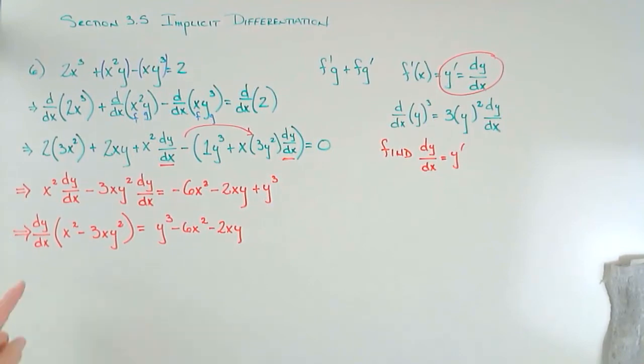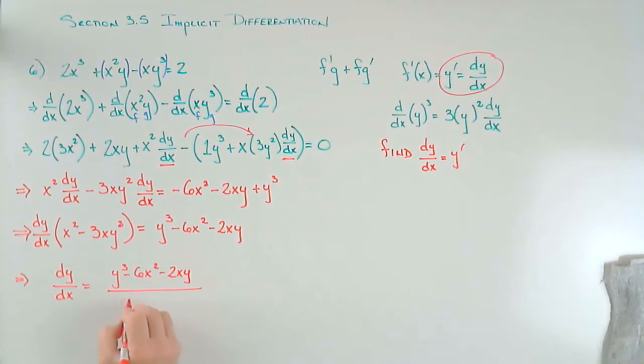Now, remember, we're trying to solve for dy dx. So to get it by itself, I'm going to divide both sides by x squared minus 3xy squared. That will leave me my derivative. I'm going to have a numerator of y cubed minus 6x squared minus 2xy divided by x squared minus 3xy squared. And that's my derivative.